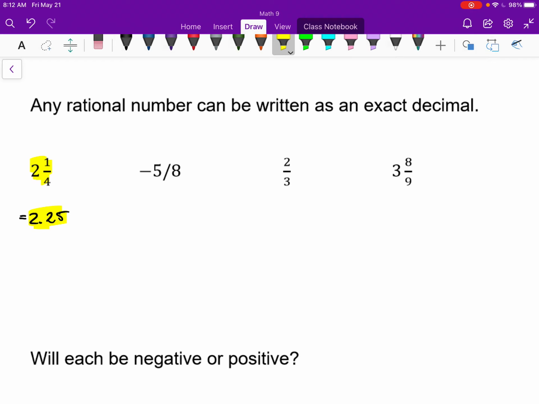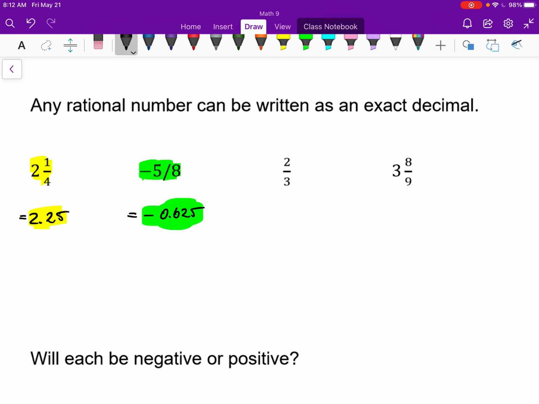Now, -5/8 as a decimal. I know it's a negative number, but what's 5/8 as a decimal? Well, as we mentioned last time, if you're ever not sure, 5/8 means 5 divided by 8. So go 5 divided by 8 on a calculator, and you get 0.625. So again, -0.625 and -5/8 are exactly equivalent.